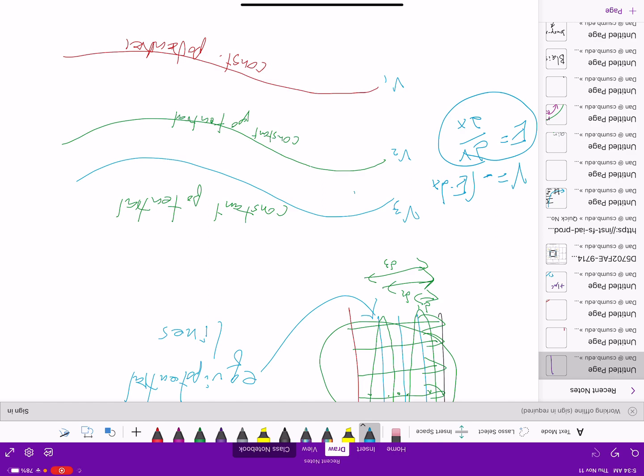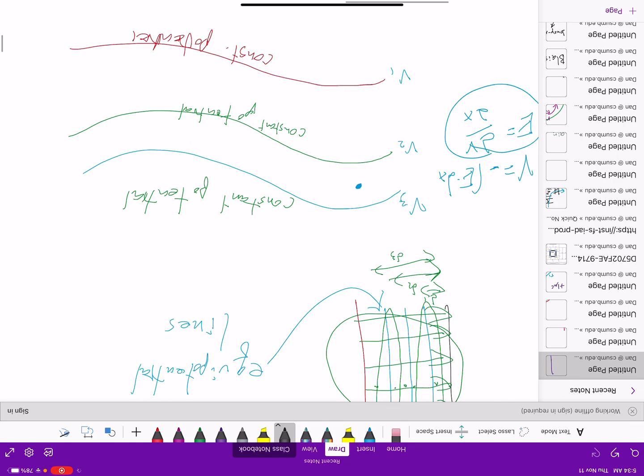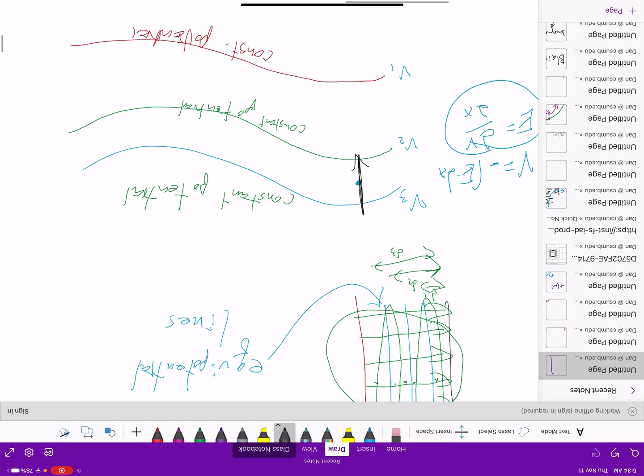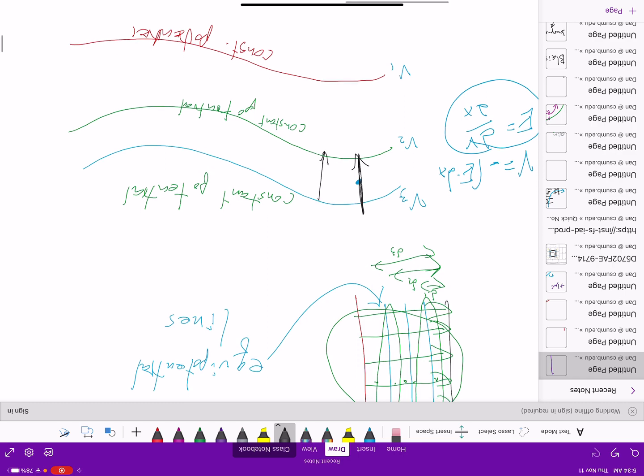So if I want to find the electric field at any point in here, I know that the electric field always has to be perpendicular to the potential. I'll draw the electric field in a different color. I'll draw it in black. It always has to be perpendicular to the potential, and it goes from the area of high potential to the area of low potential. So it's going to look something like this at any point.